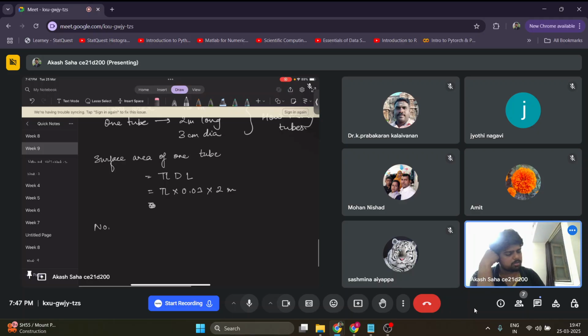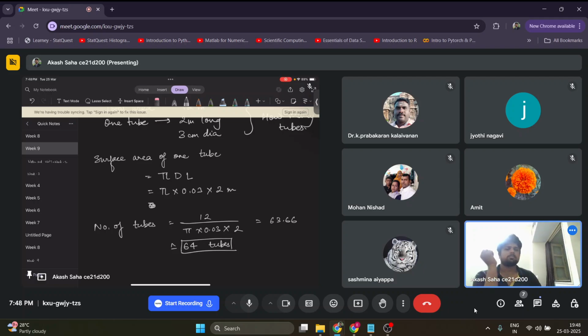So the number of tubes will be total area, that is 12, divided by pi d L. So it will be around 66.66. So roughly around 64 tubes will be required. Is it clear? Very simple. Just you have to know the surface area because it's cylindrical.